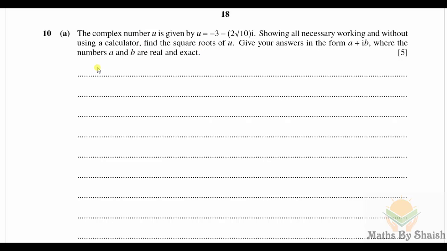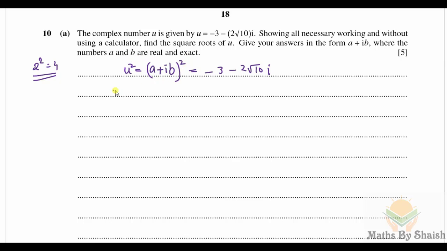So for instance, we know that 2 is a square root of 4. How? Because if we do 2 square, we get 4. Similarly, let a plus iota b be the square root of u. So if it is the square root of this, it means if we do the square of it, we will get minus 3 minus 2 root 10 iota. And here a and b are real and exact.